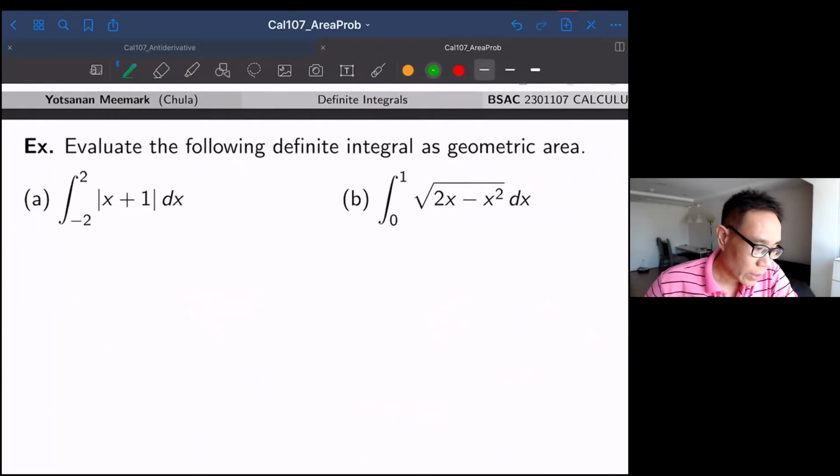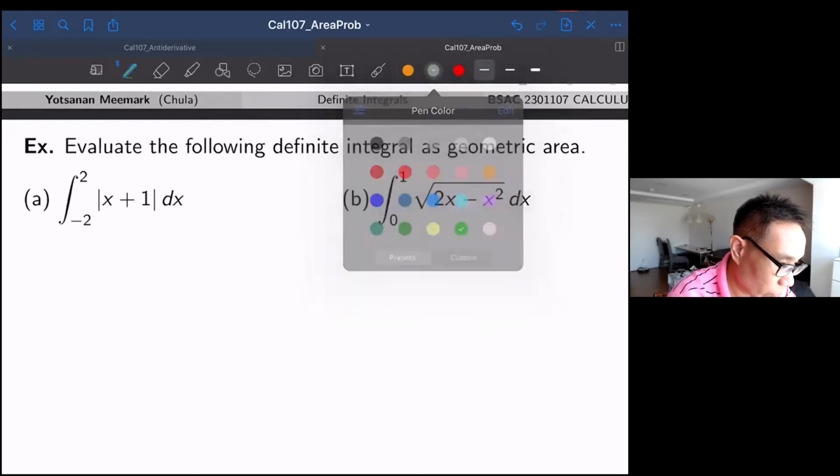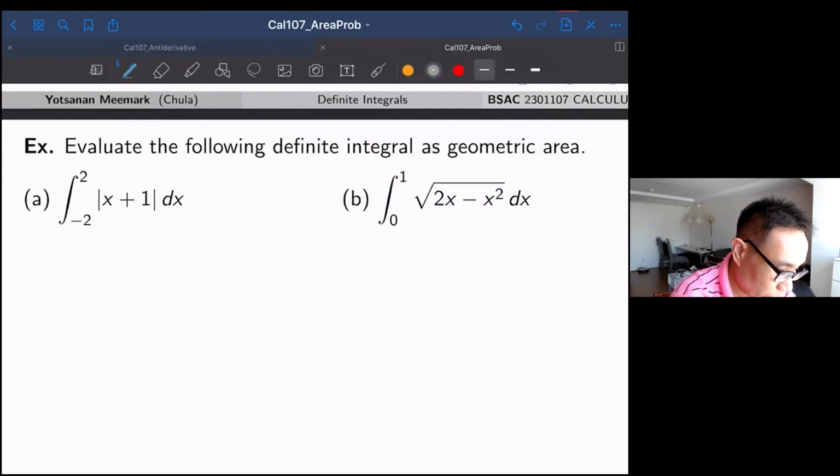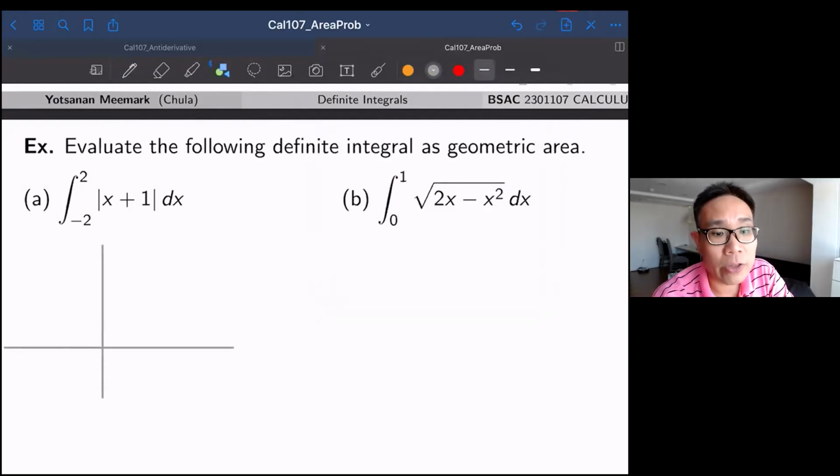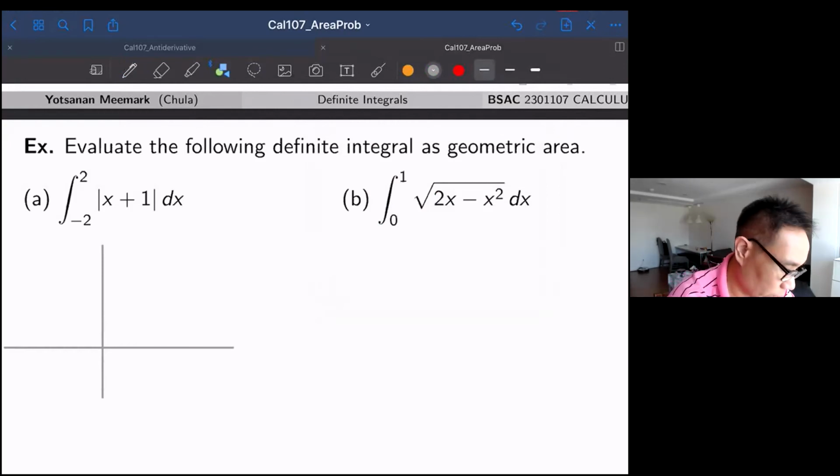So you're gonna have the integral from -2 to 2 of |x + 1| dx. Okay, so you would like to find the integral from -2 to 2 of the absolute value of x + 1 dx. So in this case, what are you gonna do? You're gonna draw the picture to see where you have your graph. If you recall, it's gonna be the absolute value, so it's gonna be a V-shaped graph, and the vertex in this case turned out to be at -1.